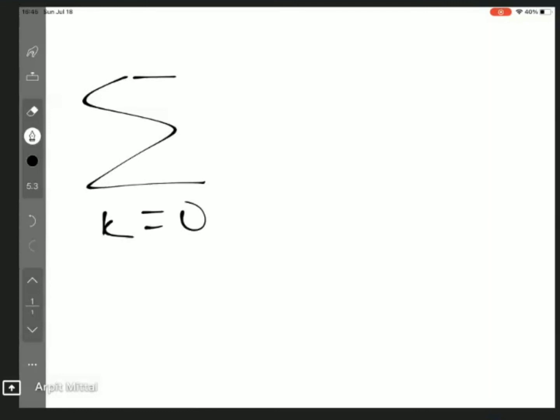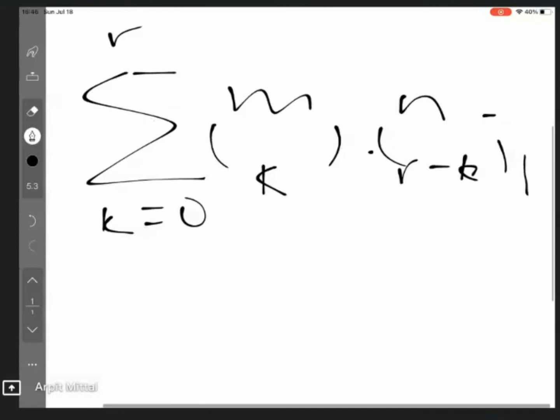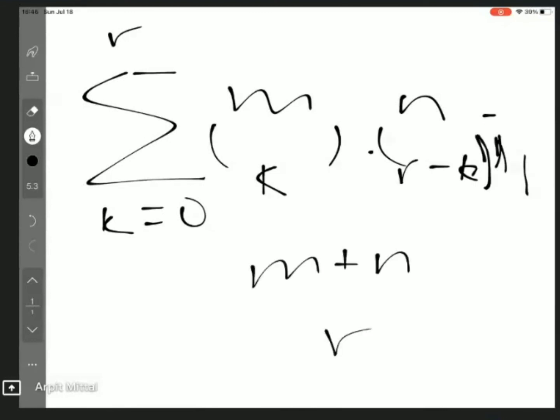So now we can write Vandermonde's identity, because this identity has some notation. What it says is that the sum from k equals 0 to r of m choose k times n choose r minus k is equal to m plus n choose r.